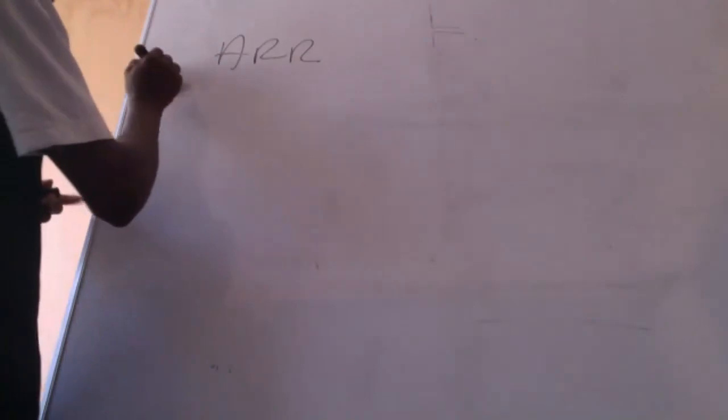Now, we are going to accounting rate of return, ARR. That's the stubborn one. So accounting rate of return, the stubborn one.